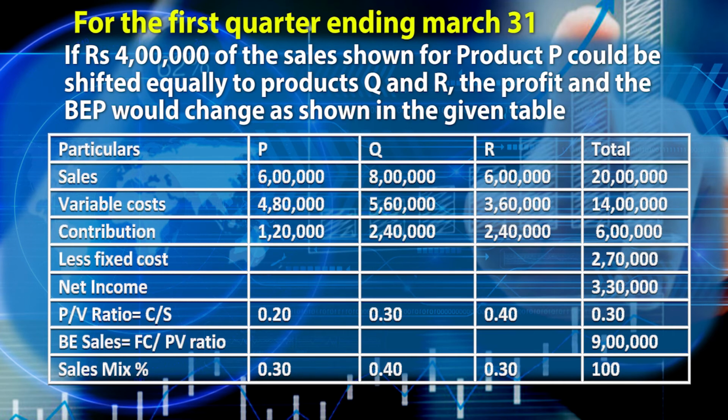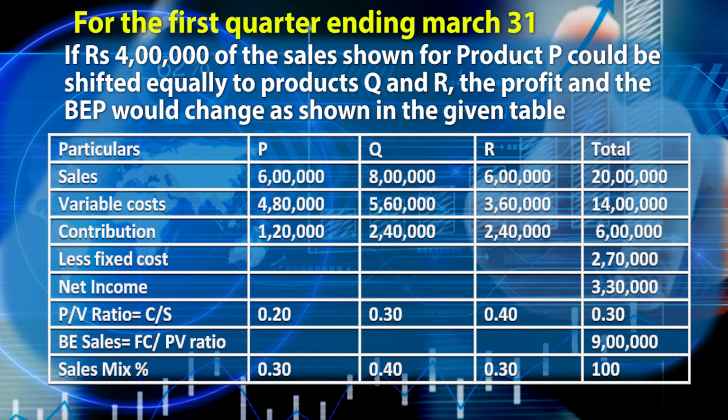Sales would increase for Q and R by 2 lakhs each, that is for Q 8 lakhs and for R 6 lakhs, and for P it would be rupees 6 lakhs. The variable cost would be in proportion to sales. For example, when sales is 10 lakhs, the variable cost is 8 lakhs. So, when sales for P is 6 lakhs, the variable cost is 4 lakh 80,000. In the same way, for Q and R it would be calculated.